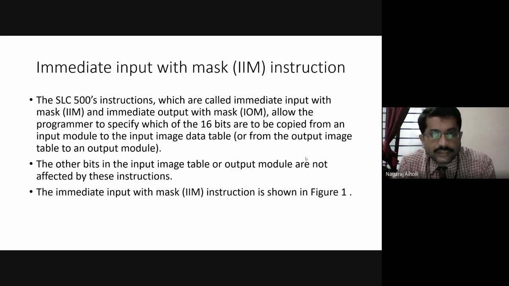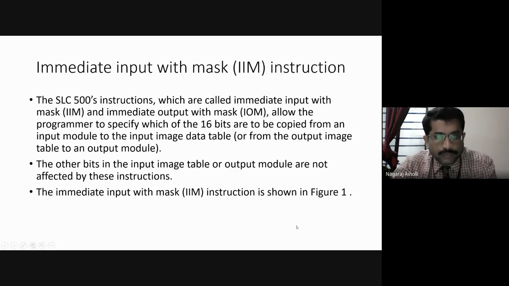That means let us say there are 16 bits of data giving the status of the input device. Among those 16 bits, suppose we are choosing only 10 bits, only the status of these 10 bits will be copied into the input image table file. The rest of the 6 bits are not affected. They will remain unchanged, as they are. We are updating only the first 10 bits of the input data to the input image table file. The remaining 6 bits will not be affected, right?